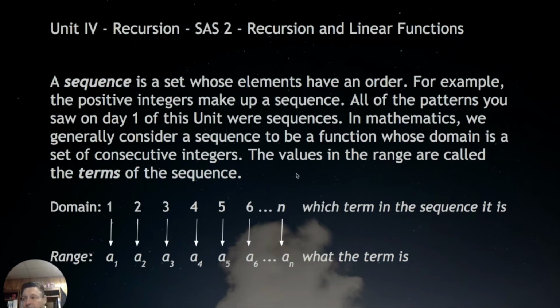So if you see this little schematic down here, the domain is 1, 2, 3, 4, 5, 6, all the way up to the nth term. And by nth term, we talk about the limits of this function. N can be any number we can plug in. It can be the limit. It can be any number up to where we want to stop. And the range, we'll use the variable a with subscript the number of the domain in it, all the way up to a subscript n. And that is what the term is. And we use this to help us determine exactly what the function is.